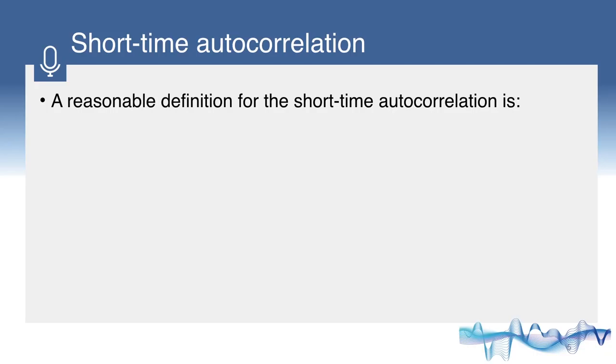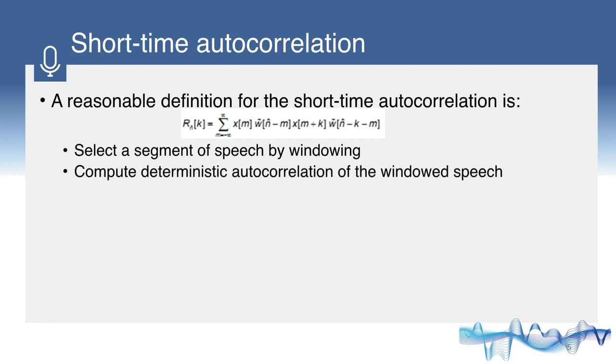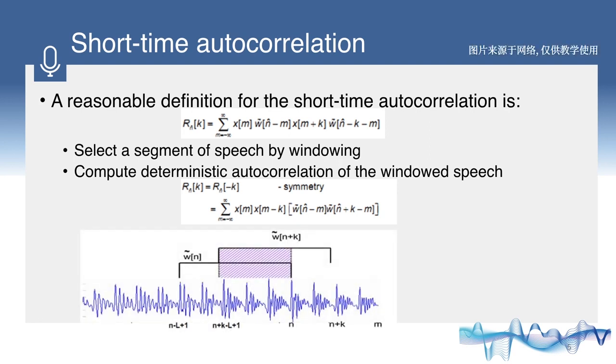A reasonable definition for the short-time autocorrelation is shown with function Rk. The first step is to select a segment of speech by windowing and then to compute the deterministic autocorrelation of the windowed speech. As is shown in the figure, the window length L points is used to compute R0 and L minus K points is used to compute Rk.